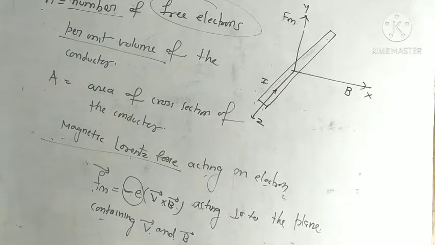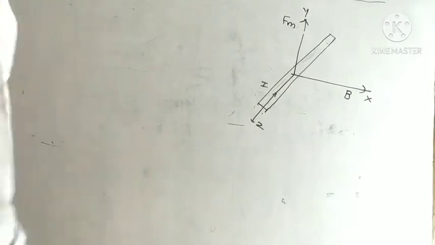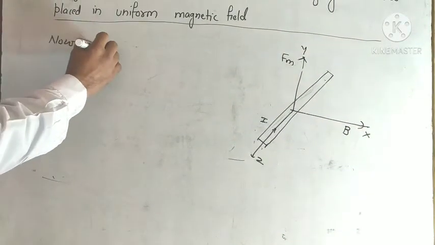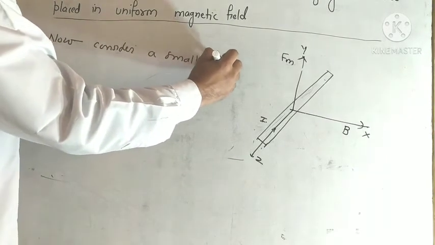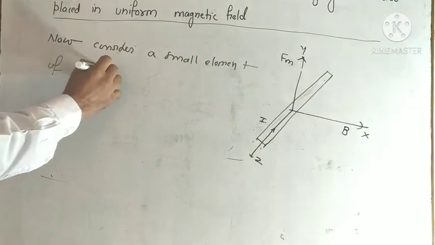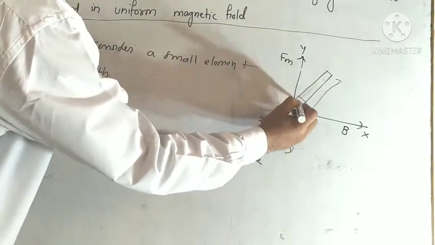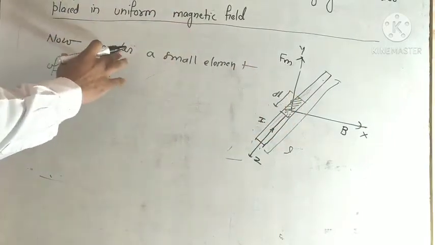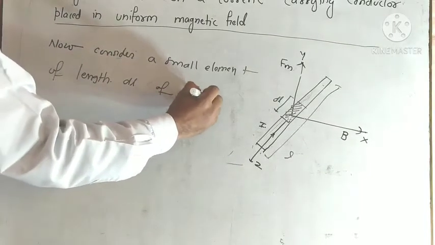So now we consider a very small element of this conductor having length dl. Consider a small element of length L, okay, total length is L. Then we take a very small element having length dl. So now we consider a small element of length dl of the given conductor.